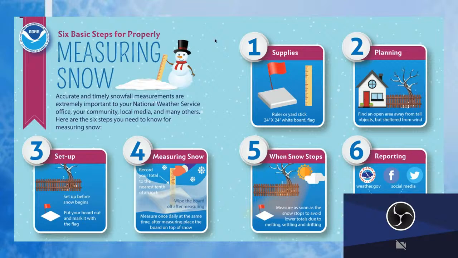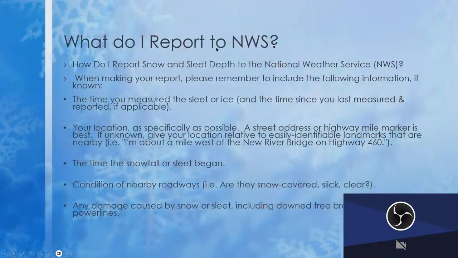Because although the board itself would probably be okay, it would be flatter to the ground if you had shorter grass to put it in. Record the total to the nearest tenth of an inch, measure as soon as snow stops, and then send in the report. So what do we report and how do we report that?